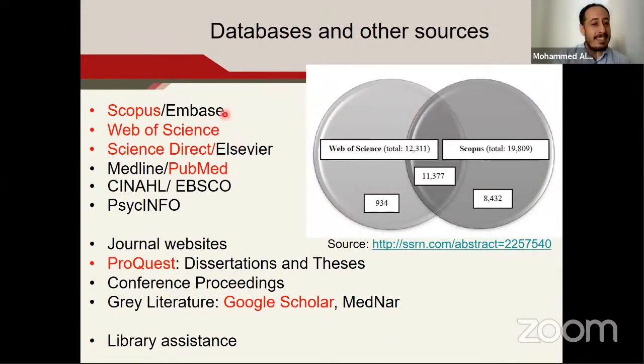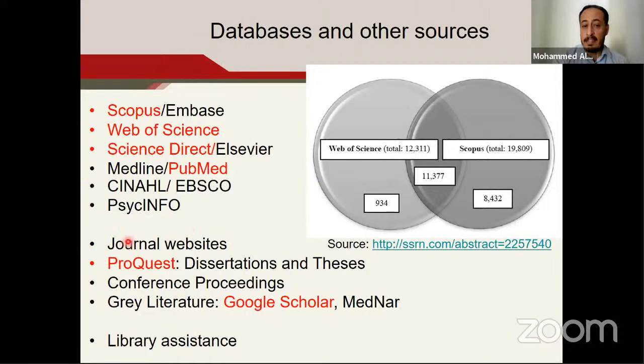So what are the databases that you have to search? Scopus or Embase. We have Web of Science. We have ScienceDirect, which is under Elsevier. Embase is a German database. We have PubMed for biomedicine students or those with a biomedicine background. We have CINAHL or EBSCO. CINAHL is for nursing and also for education. We have PsycInfo, for those doing neuro study or psychological study.